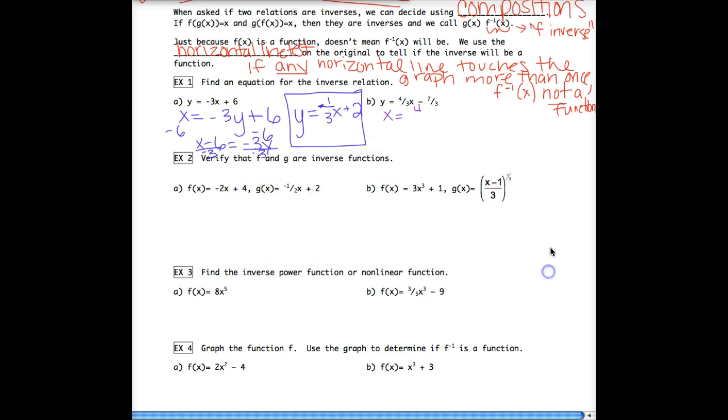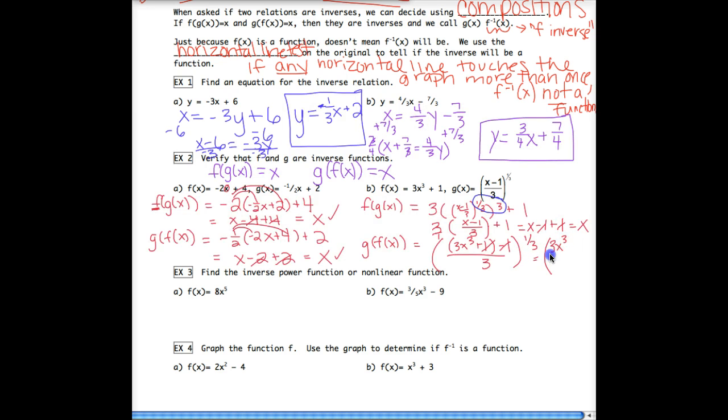Then I've got 3x cubed over 3 raised to the 1/3 power. In my next step, these 3's cancel. So I've got x cubed raised to the 1/3, which is x to the first, which is x. So I got x, I verified.